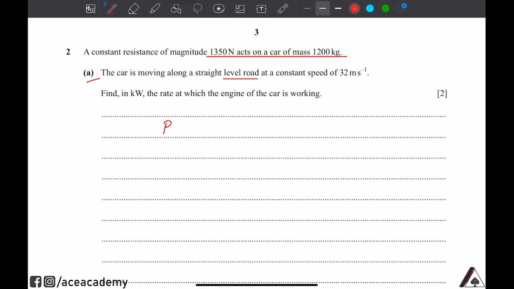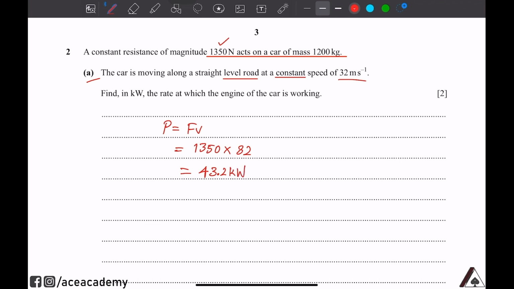Okay, power is force times velocity. Since it's moving at a constant speed, the driving force is going to be the same as the opposing force, which is right here. So the driving force is 1350 times its velocity, which is given to be 32. And we have 43.2 kilowatts for that.